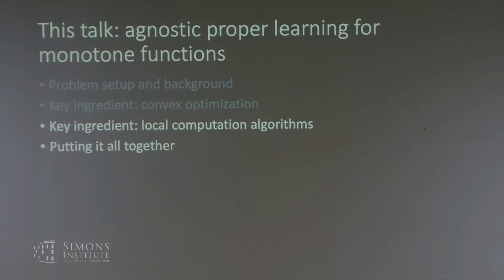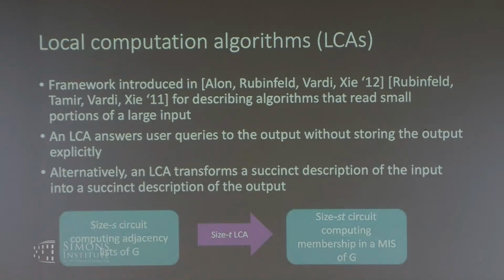And that brings us to our next ingredient, which is local computation algorithms, aka graph simplification. Local computation algorithms are algorithms that read small portions of a large input and also output queries to small portions of a large output. So it's something that can answer user queries to the output without storing it explicitly. An alternative way to think about it, which is the way it's used in this work, is that it transforms a succinct description of the input into a succinct description of the output.